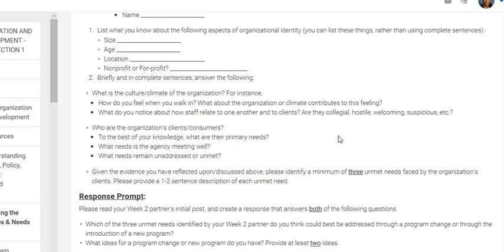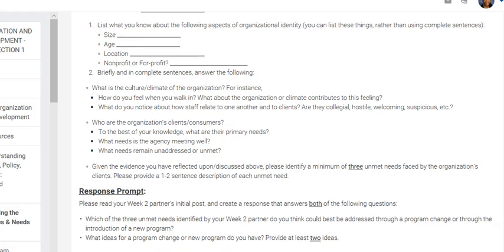And then who are the organization's consumers? And what are their primary needs to the best of your knowledge? How well does the agency meet those needs and what remains unmet? So, given the evidence you have uncovered, please identify a minimum of 3 unmet needs faced by the organization's clients and provide a 1 to 2 sentence description of each of those needs.